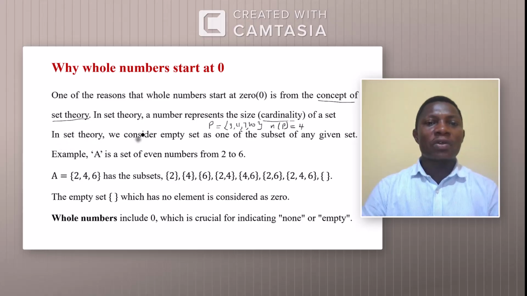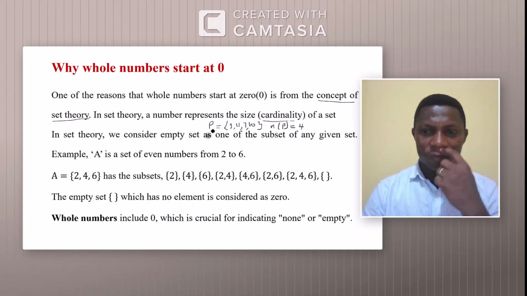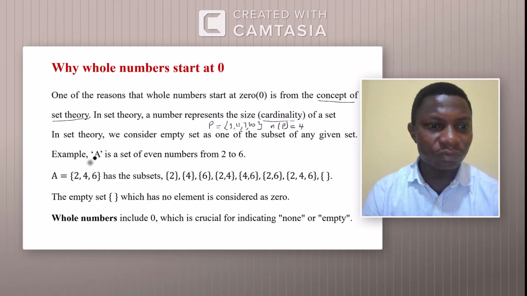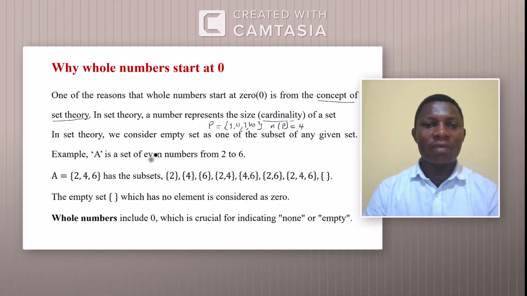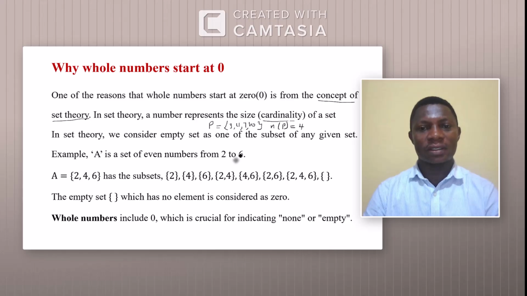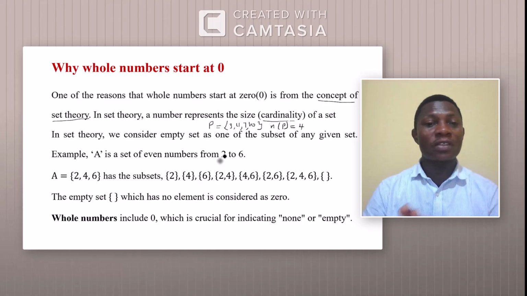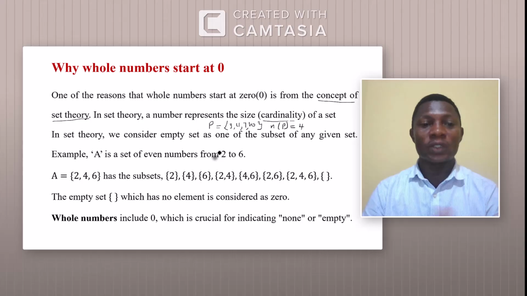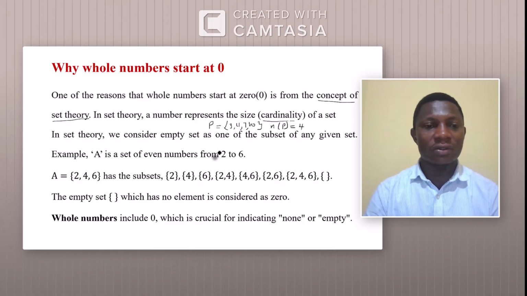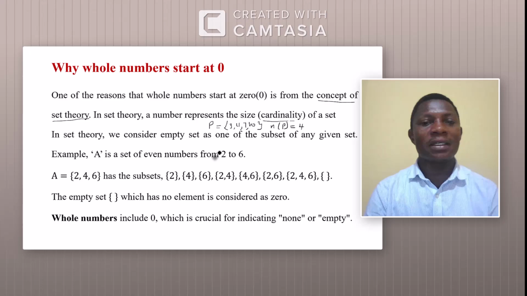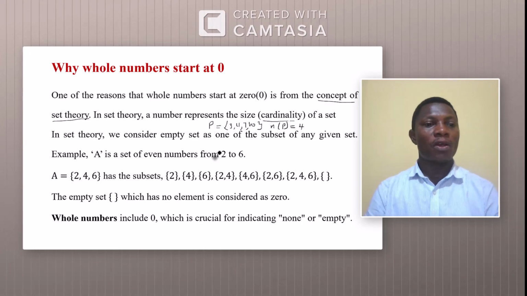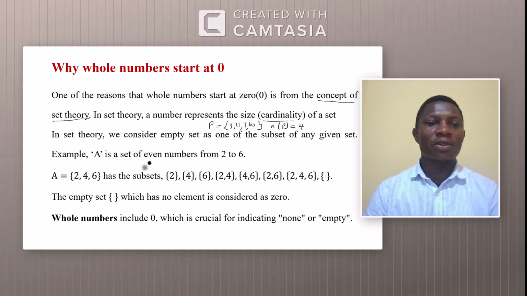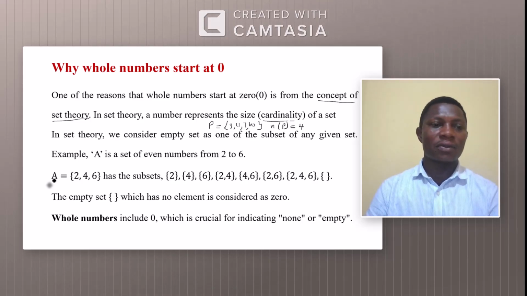Now, in set theory, we consider the empty set as one of the subsets of any given set. Example: A is a set of even numbers from 2 to 6. Here we are not saying that even numbers only go from 2 to 6, but we are given a range to represent those numbers in the set A. So let's list the set A: 2, 4, 6.